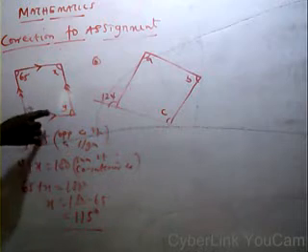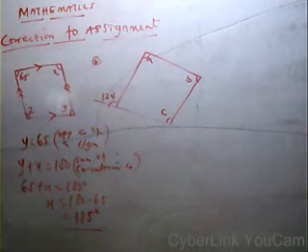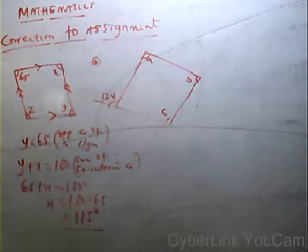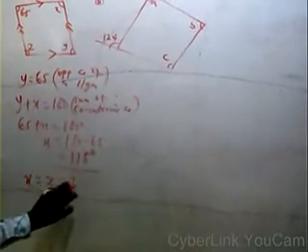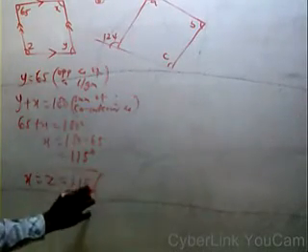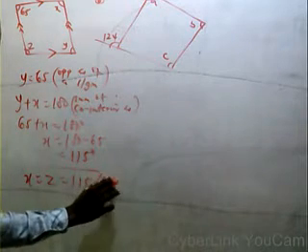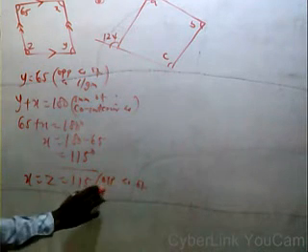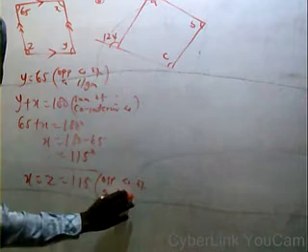If x is 115 degrees, then what is z? From the same rule, z equals x, and that is 115. And y is an opposite angle of a parallelogram. Opposite angles of a parallelogram.